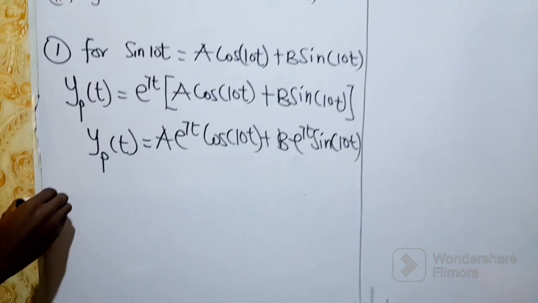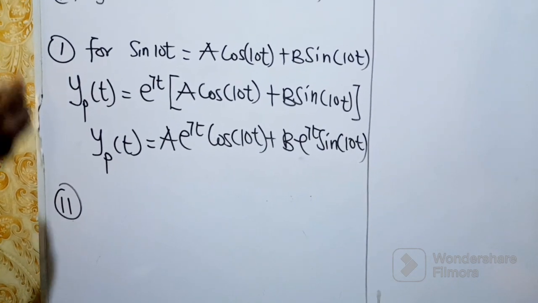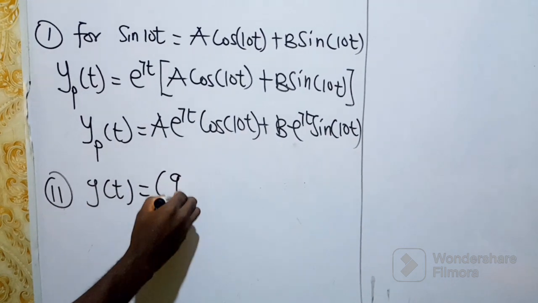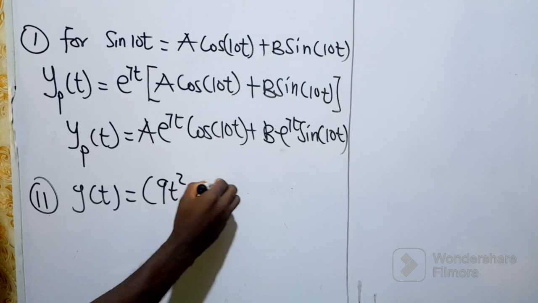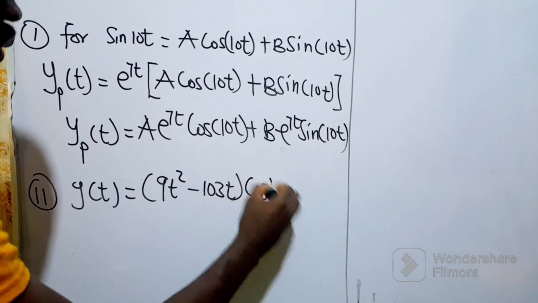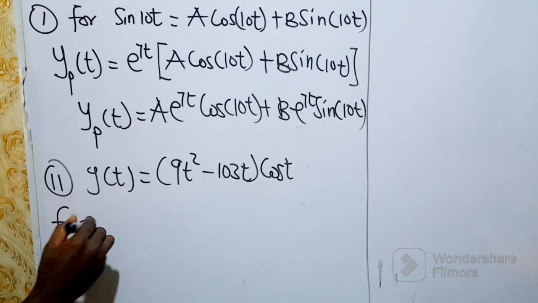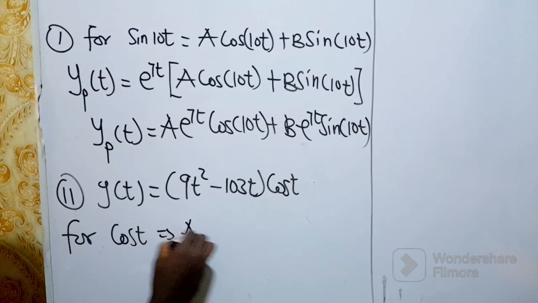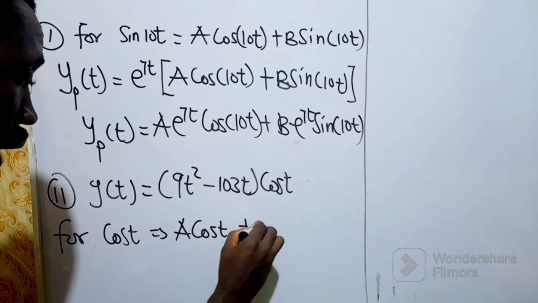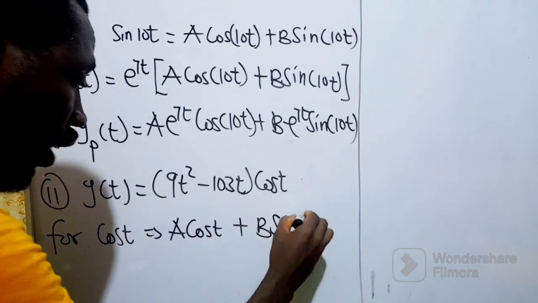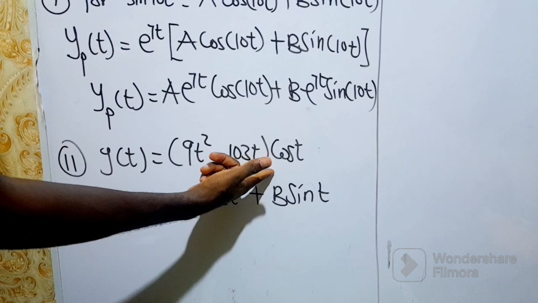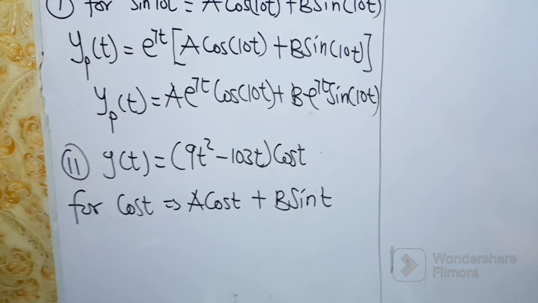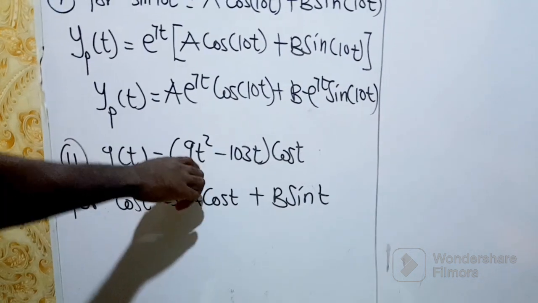Now let's go to the second one. That's g(t) equal to (9t squared minus 103t) cos t. So for the trigonometric function cos t, the general form will be a cos t plus b sine t. That's when the constant here is, let's say, 1. However, the constant here is a quadratic function.